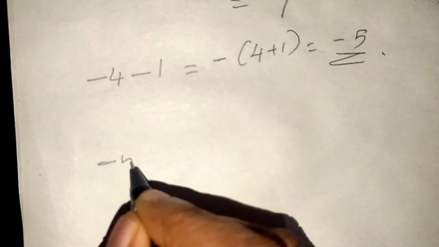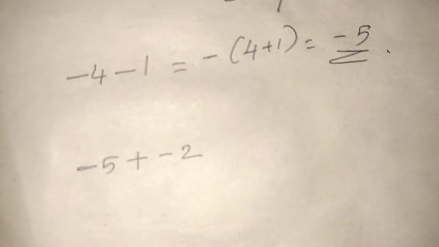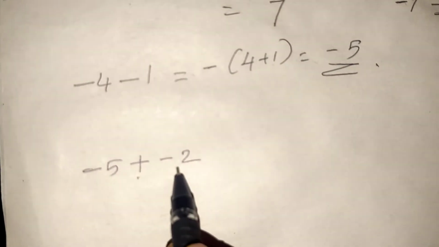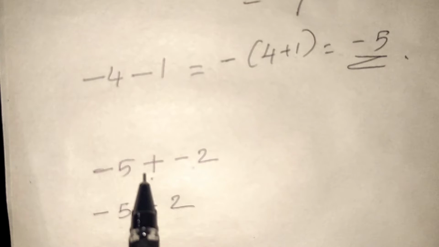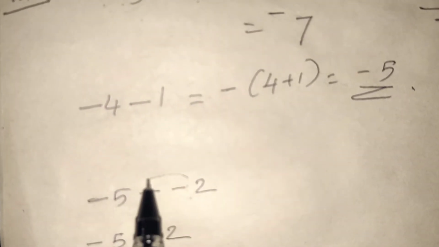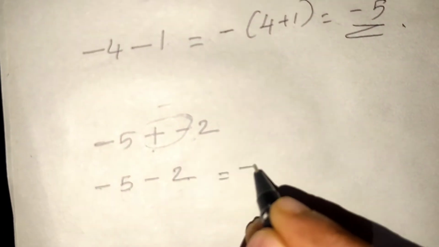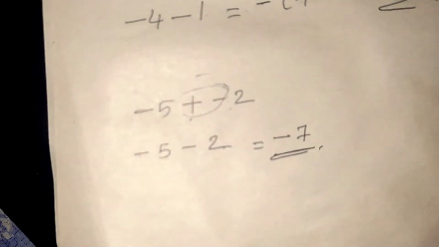Then what about -5 plus -2? See, plus minus 2 means it is actually -2. Okay, plus minus is minus. So -5 minus 2 is equal to -7. -5 plus minus 2 is equal to -5 minus 2, that is equal to -7. Okay, we already know these things from 7th standard, right?